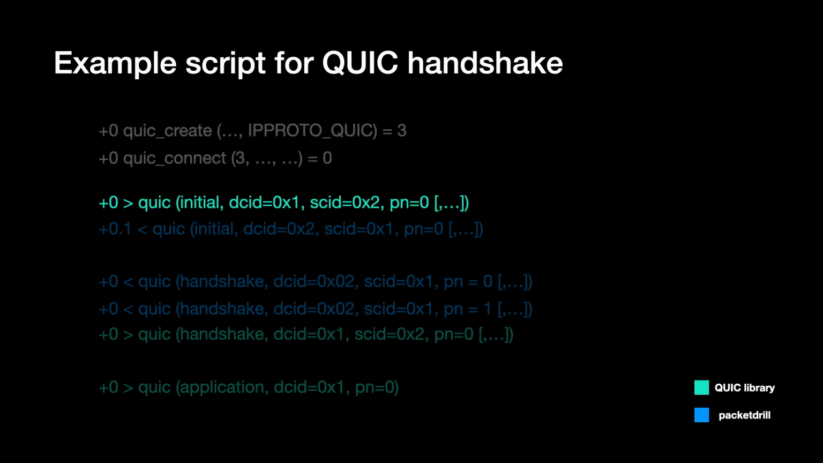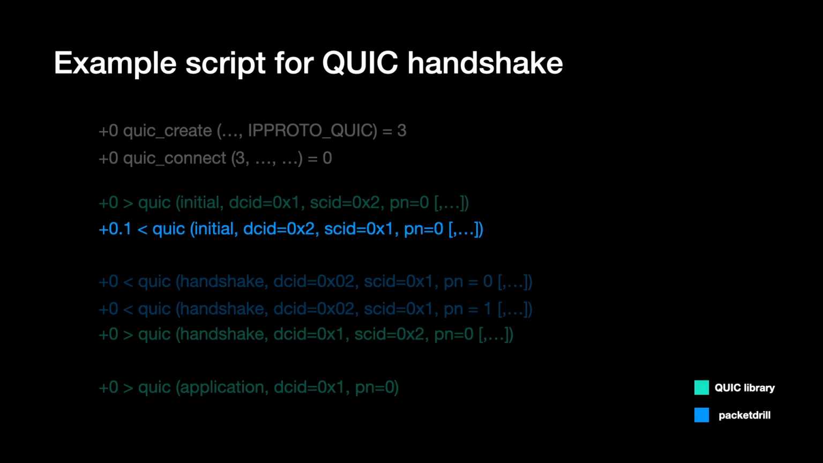This starts the handshake, where the QUIC client library is expected to send out the client initial immediately after the QUIC connect. Note that the outgoing packet from the transport protocol stack is denoted by the greater than sign. The DCID and SCID are internally mapped to actual connection IDs. Also note that the packet contains QUIC frames, which I will discuss later in the slides.